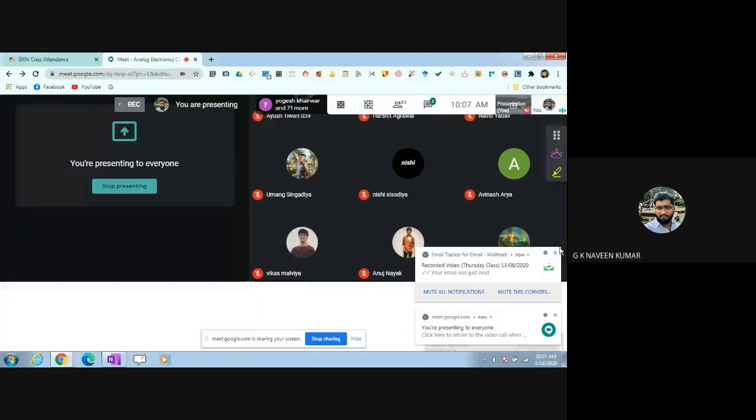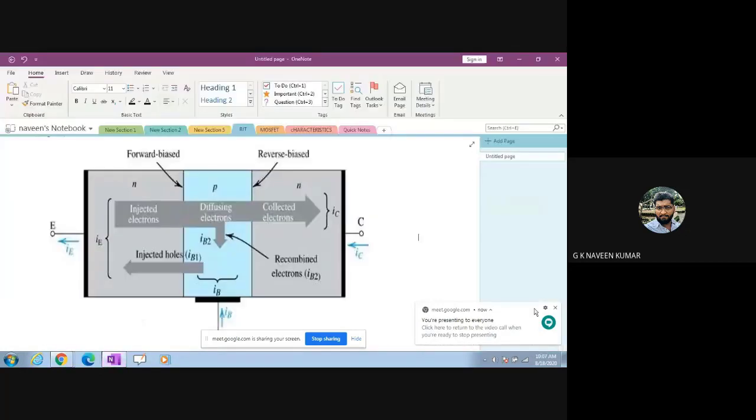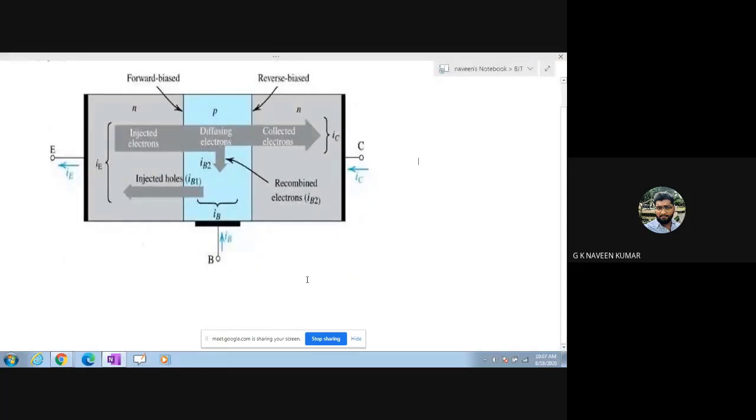Now we'll be studying how the transistor characteristics can be plotted. Before that, we have to know how the active region will be useful for an amplifier, and during the active region how the current flows in a transistor. So we'll discuss that first and then plot the characteristics. Before going to that, it is useless to discuss anything. First, we have to know how the current flow happens in a transistor.